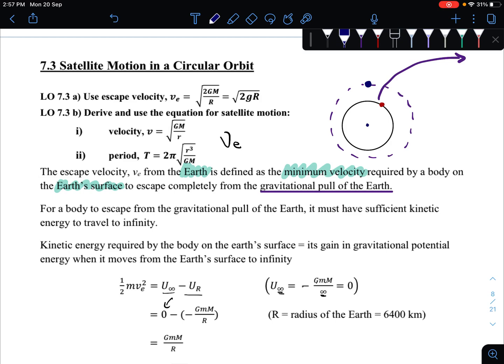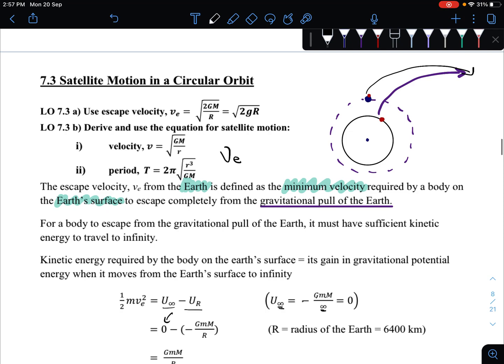Escape velocity from any planet is the minimum velocity required by a body on the surface of the planet to escape completely from the gravitational pull of the planet. The object, let's say the red one, is sitting on a planet, and it wants to try to escape from the surface of that planet. So it wants to escape to infinity, where it has to overcome all this gravitational pull. So the velocity required here is the escape velocity, or we call it the minimum velocity, for it to try to escape from the gravitational pull that we experience due to this Earth.